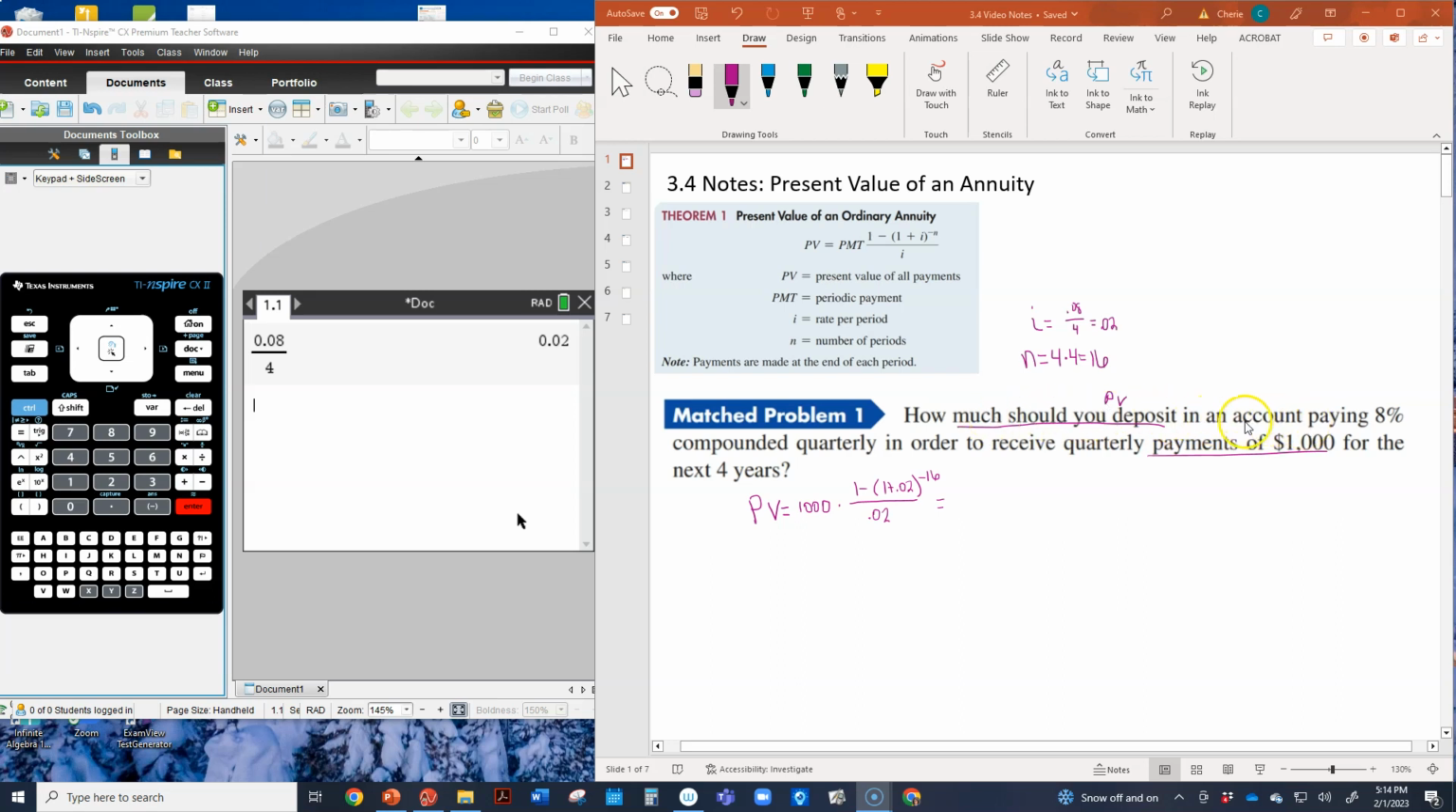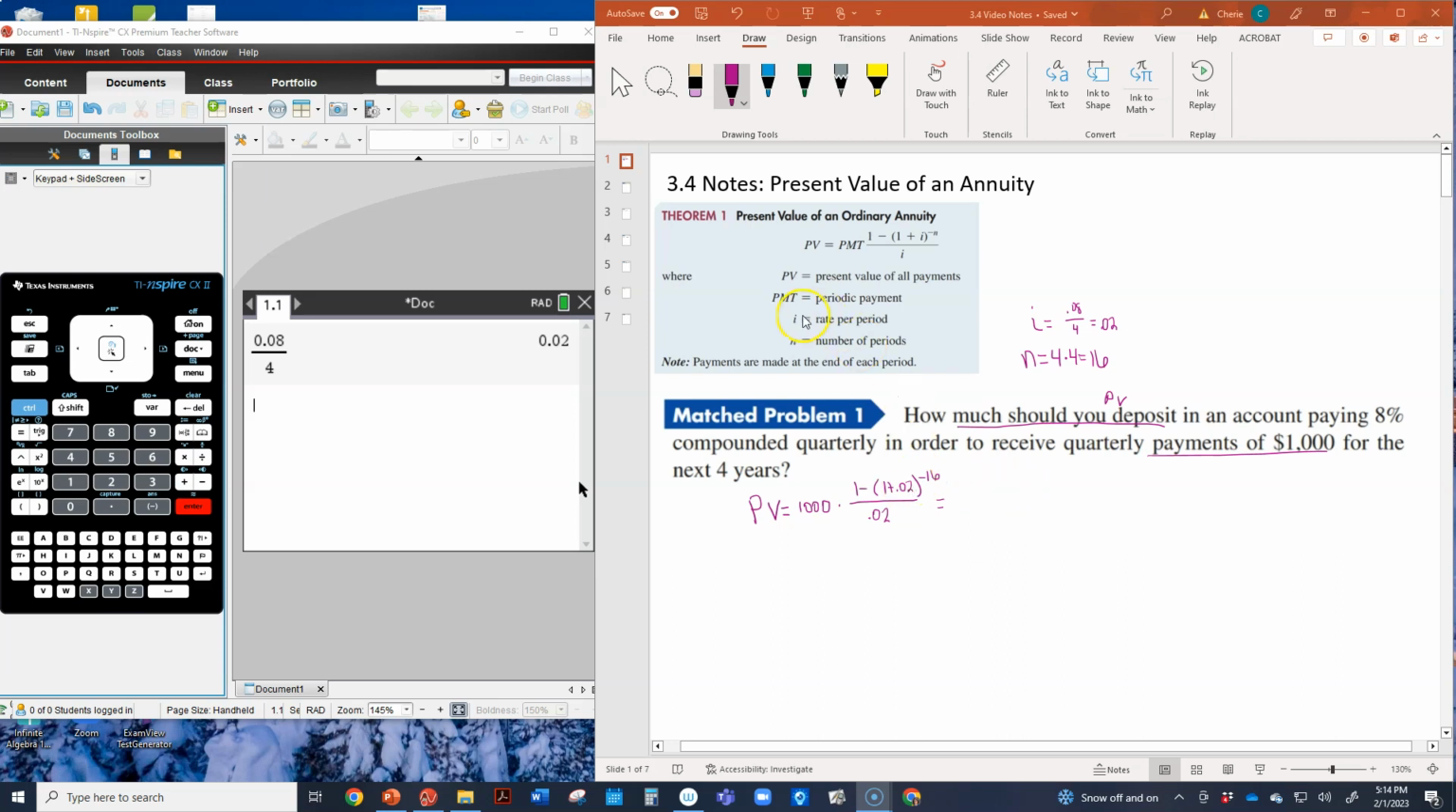How much should you deposit all at once into an account if you were going to earn 8% interest compounded quarterly and you were going to make regular withdrawals of $1,000 over the next 4 years, also quarterly. So you want to put in a lump sum and then you want to live off that for a while. So how much do you need to put in? So that's present value, $1,000 payment.